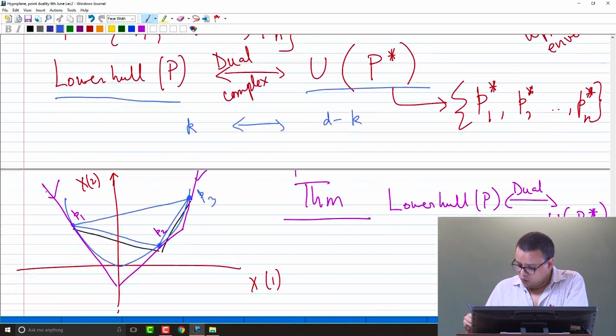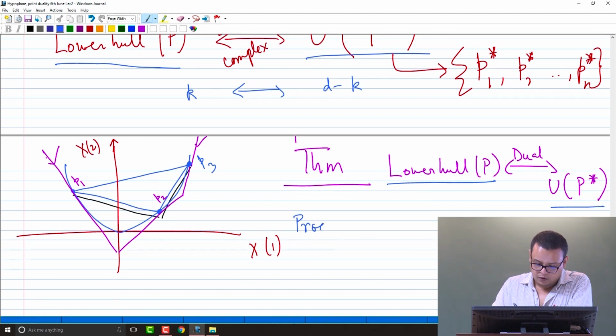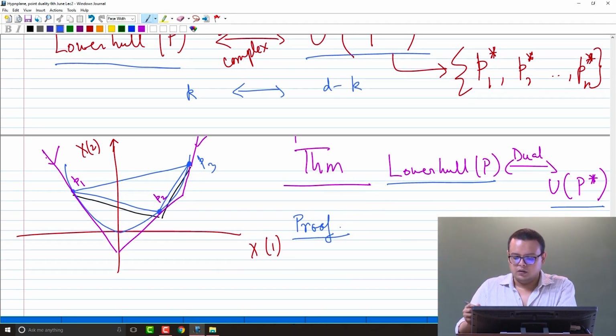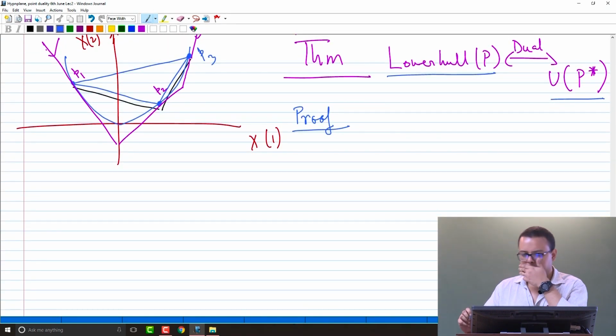By the way, what is the dimension of the lower hull and upper envelope? Before we begin the proof, this is d minus 1 and this is d minus 1. Just check yourselves. This is not hard to check.